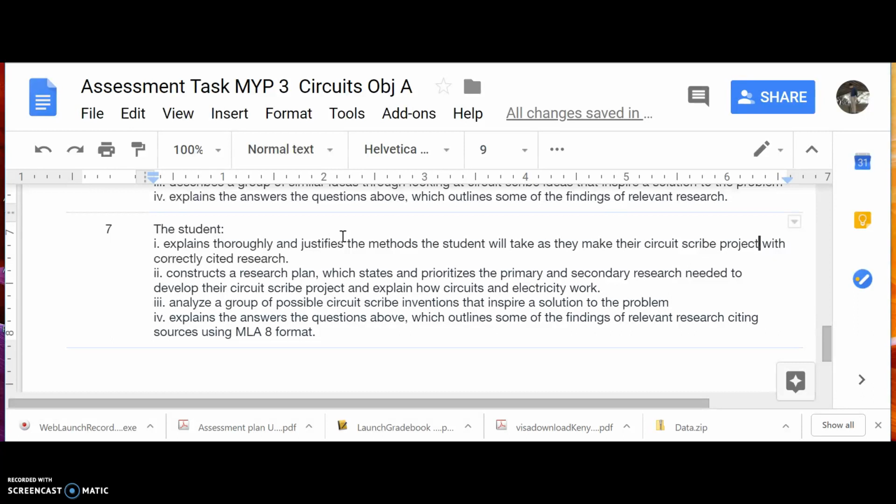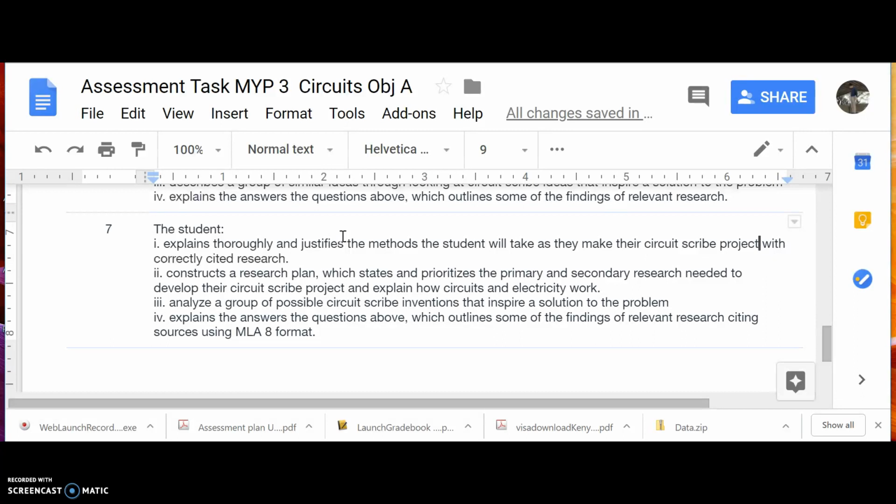Constructs a research plan, states and prioritizes the primary and secondary research needed to develop their Circuit Scribe project, and explains how circuits and electricity work. So you actually go through the questions, you explain how circuits and electricity work, you show an understanding of all those concepts, and you start constructing a research plan of what you're going to do for developing ideas. So what websites are you going to go to, what step-by-step plan are you going to follow on the computers in the future to start developing which idea you're actually going to construct? Are you going to do research with a friend? Are you going to do research alone? These are the kinds of things that I want to know.